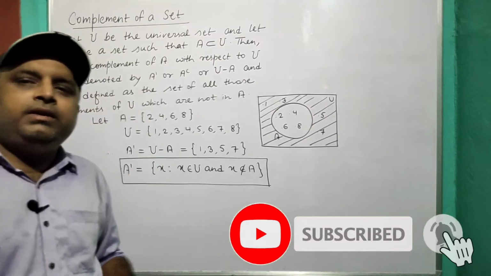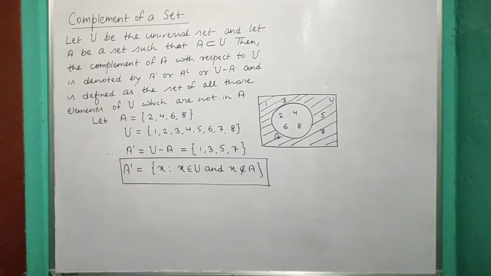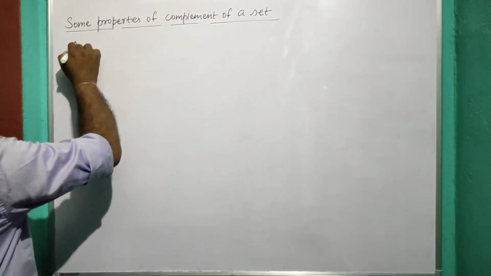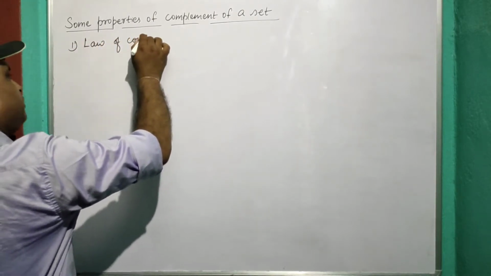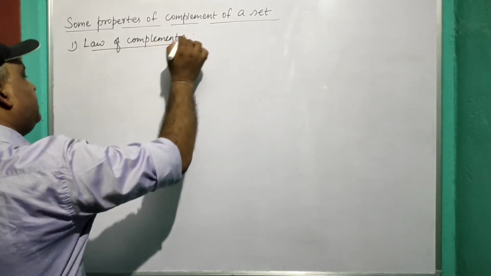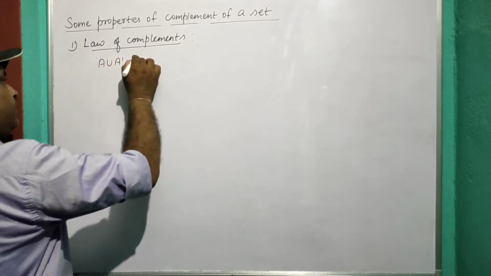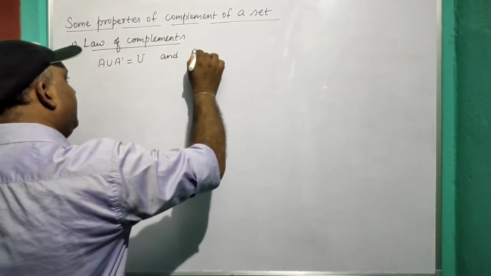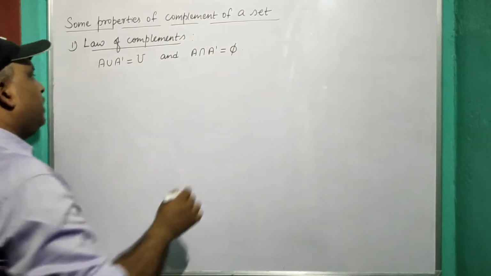So now let us discuss some properties of complement of a set. The first property of complements is the law of complements. Now what is the law of complements? According to this, A union A dash equals the universal set, and A intersection A dash equals phi.